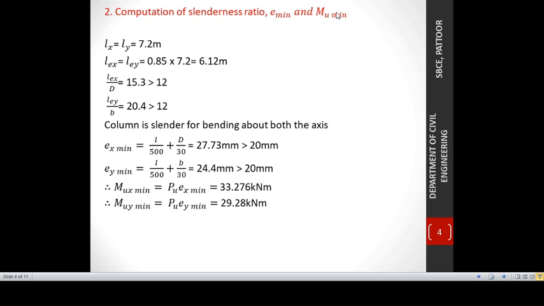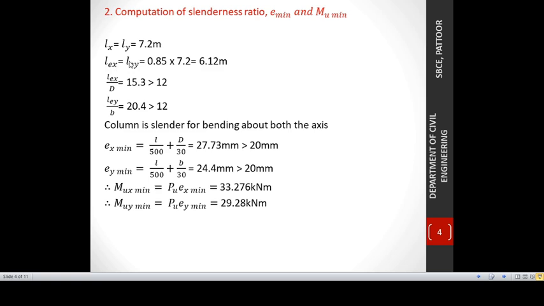As we discussed in the first PPT, while designing a slender column, we need to consider both the initial moment and the additional moment. So in the second step, we will be calculating the initial moment. First, Lx and Ly are given as 7.2 meters, which is the unsupported length. Next, we are calculating the L effective in x and y direction.